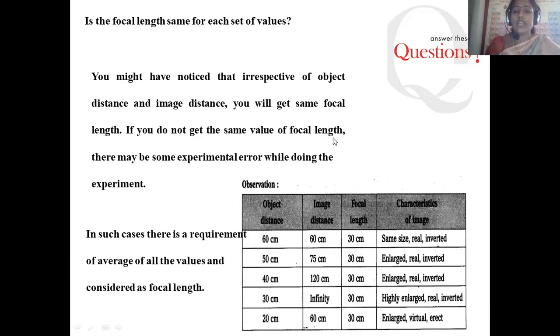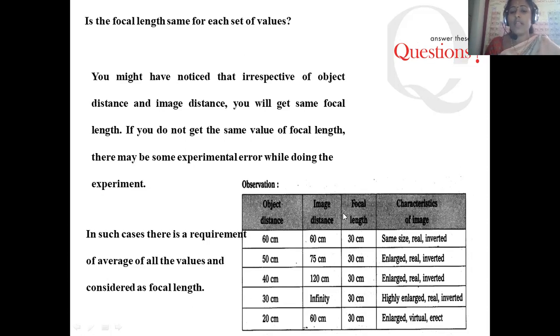If the focal length values are not equal, experimental values are erratic in nature, and in that case we have to take the average of all these values. For example, here 25, here 20, here 10, here 15, here 5. In this way the focal length is varied. So in order to calculate the final focal length value, we have to take the average of all these values: 25 plus 20 plus 15 plus 5 plus 10.